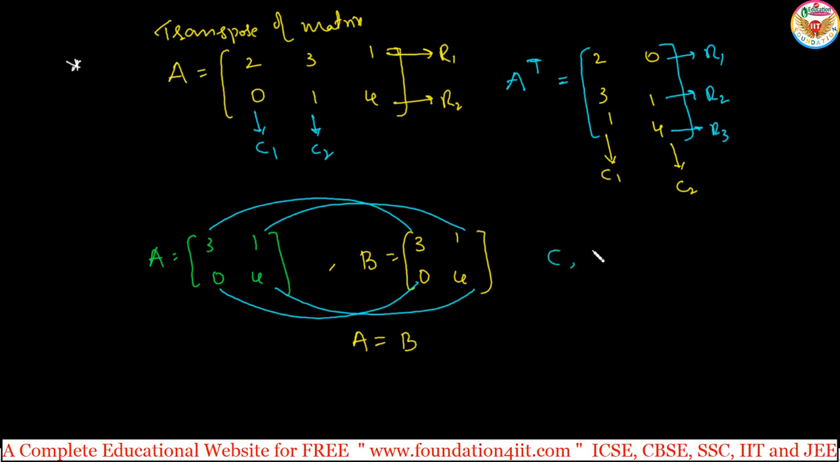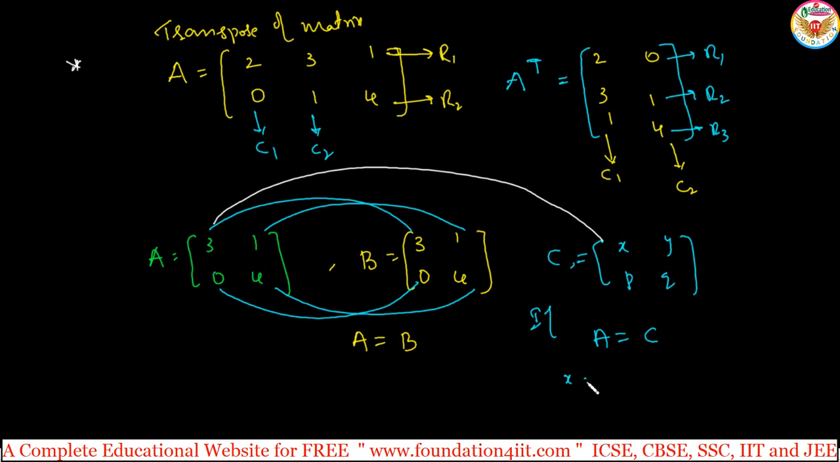Let us say C is a matrix: X, Y, P, Q. If A is equal to C, then what are the values of X, Y, P, Q? A is equal to C, right? So the first element must be exactly equal to the first one: 3 must be equal to X. So X is equal to 3. Then Y is equal to 1. In the same way, P is equal to 0 and Q is equal to 4.